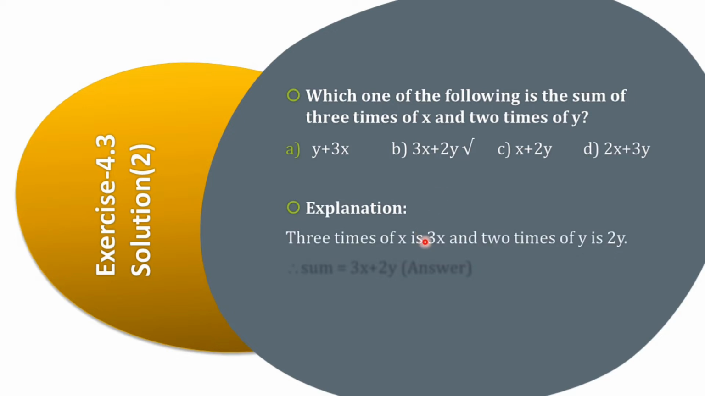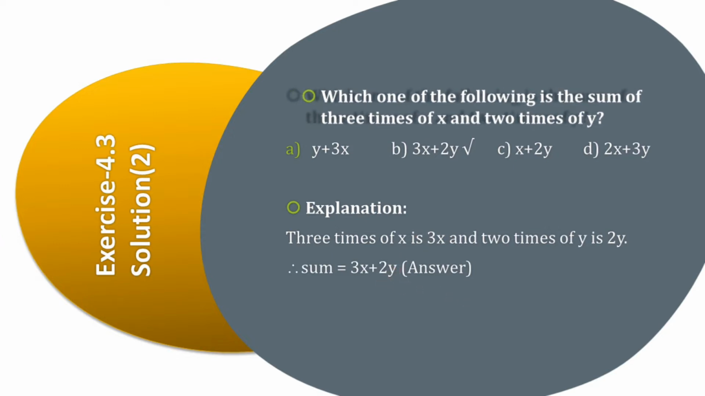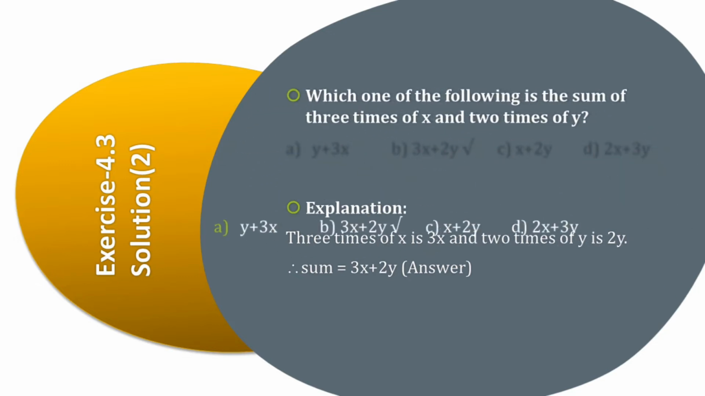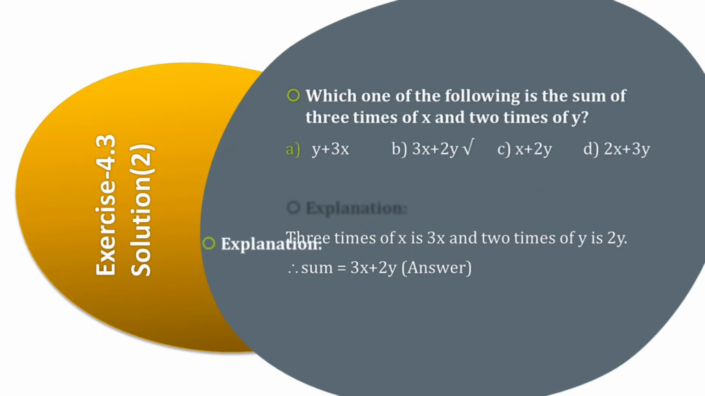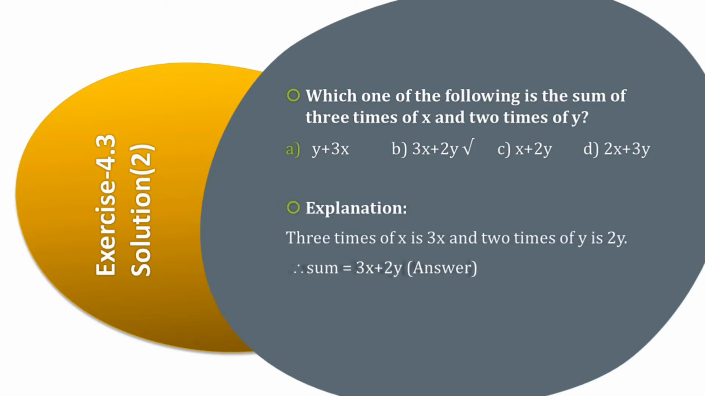3 times of x, that is 3x, that means 3 multiplied by x. 3 times means multiplication, my dear, and 2 times of y is 2y, times means multiplication, my dear. So 2 multiplied by y, that would be 2y. And if we make the sum, or if we add these two, 3x and 2y, then we get, therefore sum equals to 3x plus 2y. That is the desired answer, my dear. So this is question number 2. Which one of the following is the sum of the 3 times of x and 2 times of y? And as you see, sum will be 3x plus 2y. That is the desired answer.